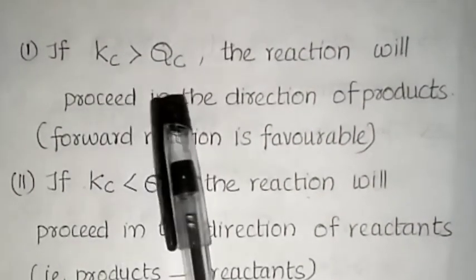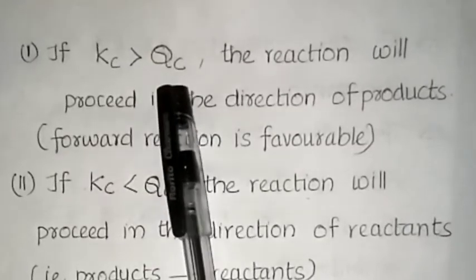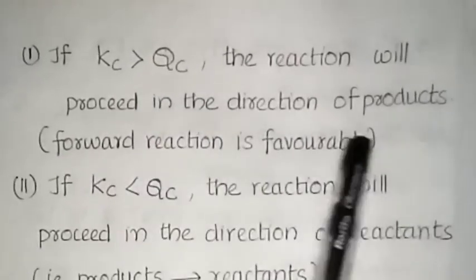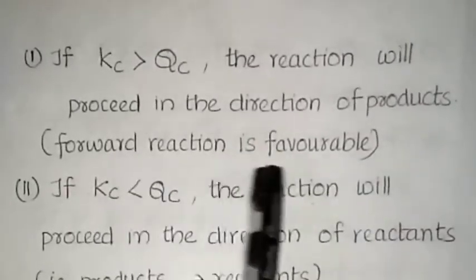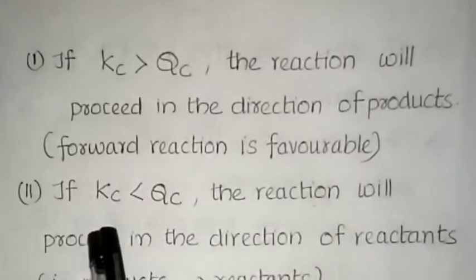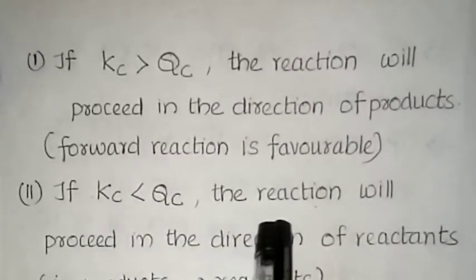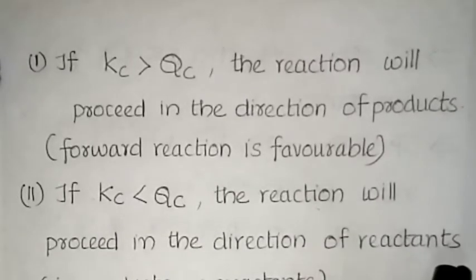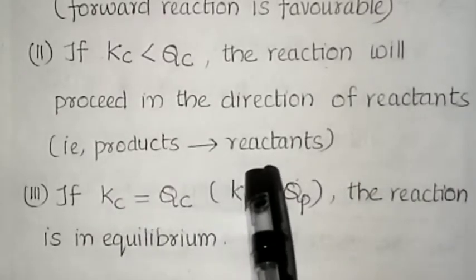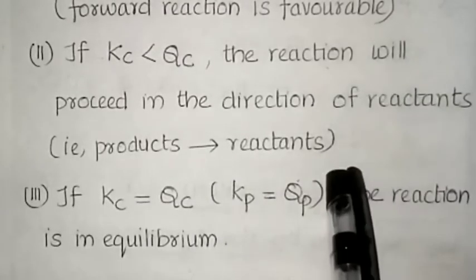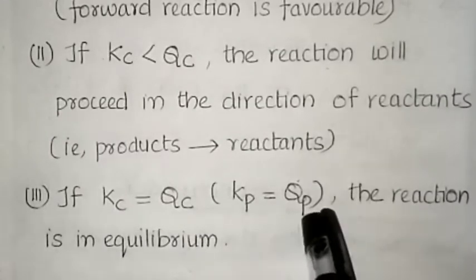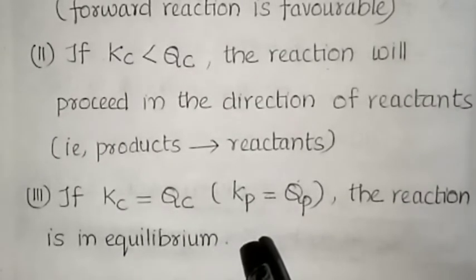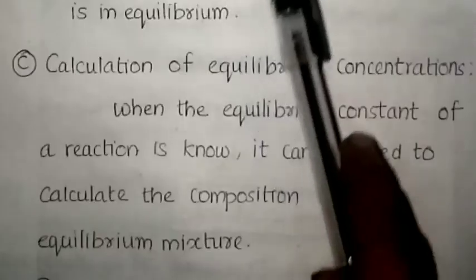If Kc is greater than Qc, the reaction quotient, then the reaction will proceed in the direction of products. That means forward reaction is favorable. Reactants are converted into products. If Kc is less than Qc, then the reaction will proceed in the direction of reactants. That means products are converted into reactants, so the backward reaction is favorable. If Kc is equal to Qc or Kp is equal to Qp, then the reaction is in equilibrium. So, from this we predict the direction of reaction.